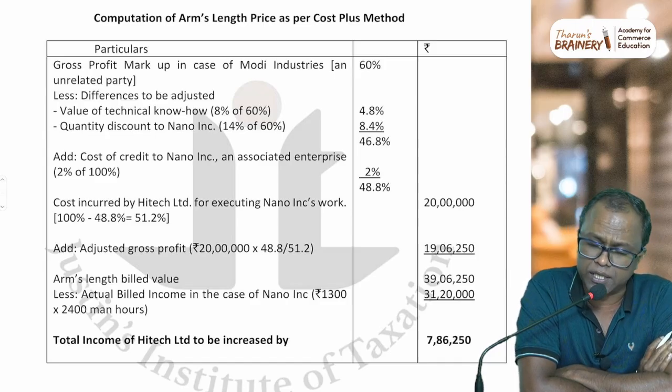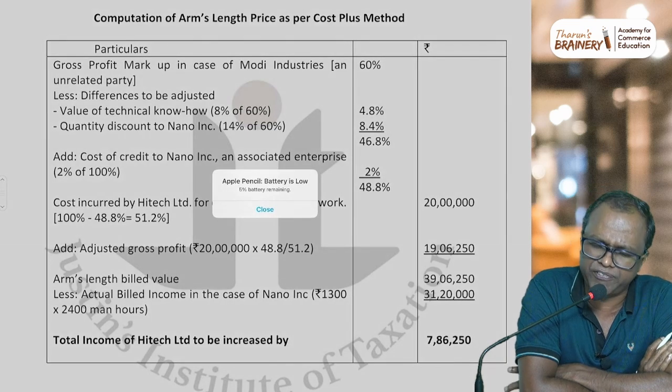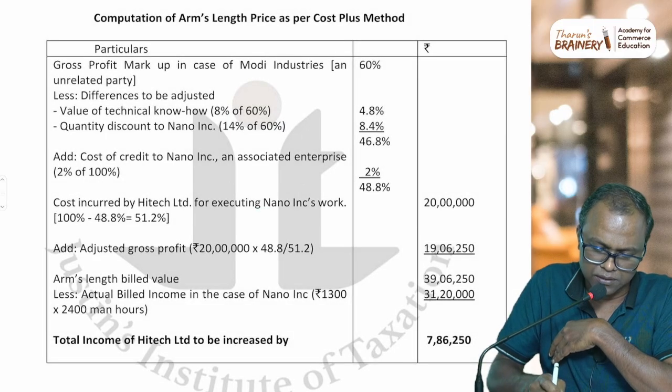Second one, quantity discount given to Nano Incorporation. Nano Incorporation's profit margin is lower because we gave a discount. So the selling price will be less, so profit will be less, so margin also will be less. But for the unrelated party, we are not giving discount. So the 60% margin with the unrelated party is high. So to make it at the same comparable level, reduce it. So 8.4%, that is what we have to reduce.